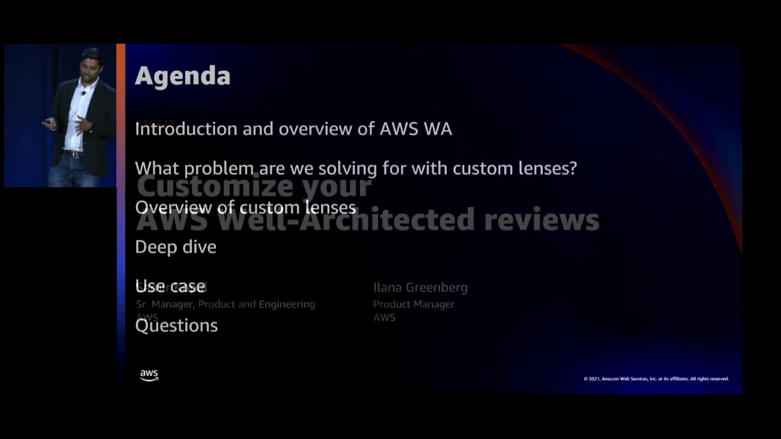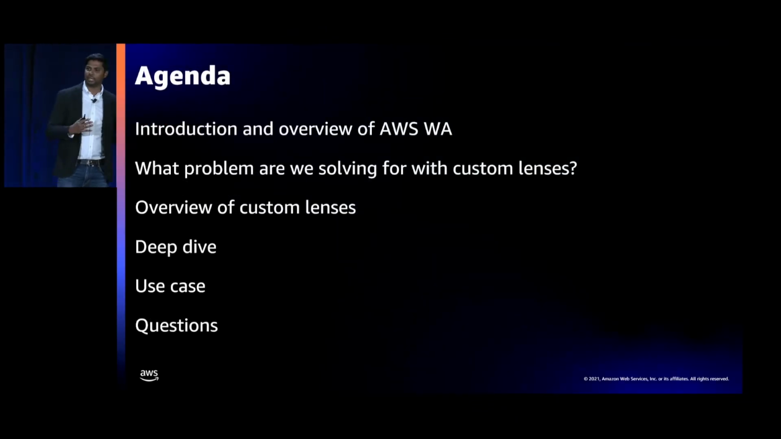So today we'll talk a little bit about the history of Well-Architected, how it's evolved, where it is today. And then we're going to talk about this really cool feature that we launched yesterday called custom lenses. And we want to talk about what is the problem that we're addressing with that. We're going to talk about an overview of what the feature is, and then we're going to do a deep dive on how to actually use it in the tool. And we have a customer use case. We'll go through that, and I promise I'll leave time in the end for any questions you guys have.